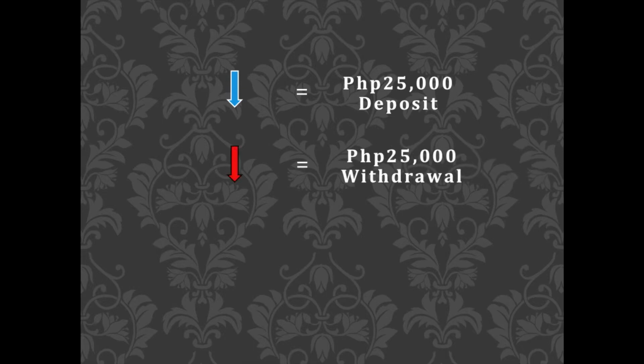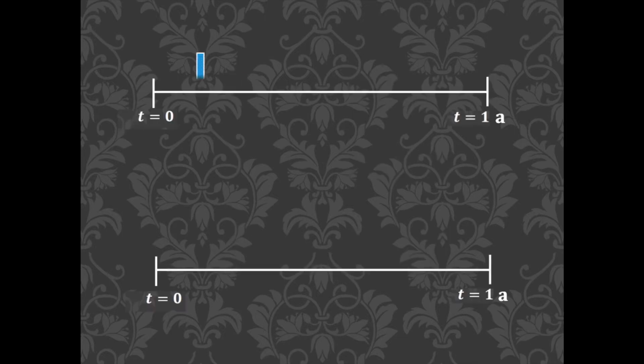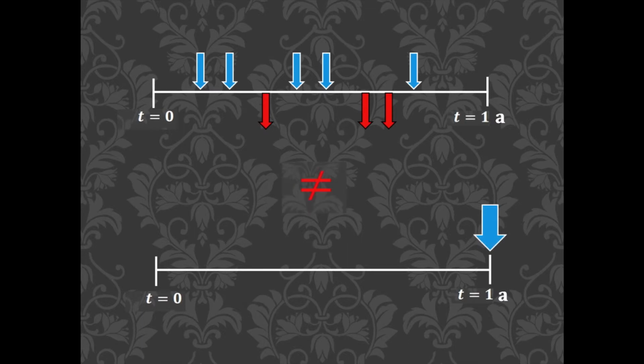Let the blue arrows represent 25,000 peso deposits. The red arrows are the 25,000 peso withdrawals and the larger blue arrow is a 50,000 peso deposit. The problem states that the 50,000 peso is a net addition for all of the transactions made by the man. Suppose he made 5 25,000 peso deposits and 3 25,000 peso withdrawals in a year. Then that is a net of 50,000 peso deposit. That is not the same as adding 50,000 peso at the end of the year.